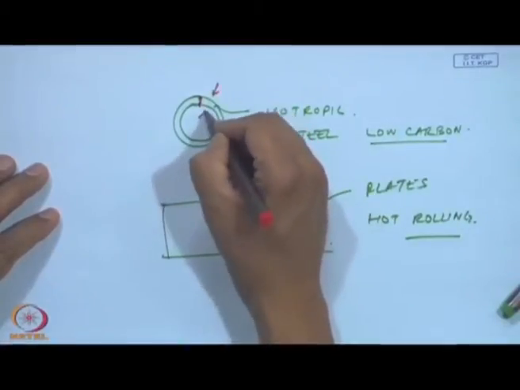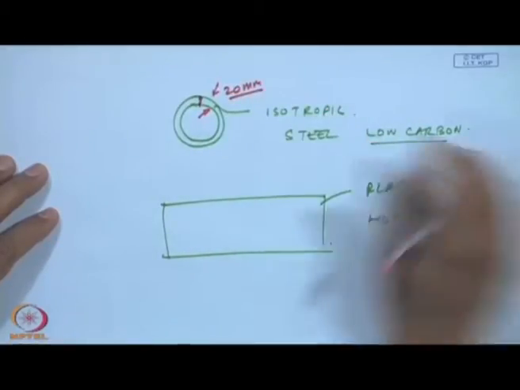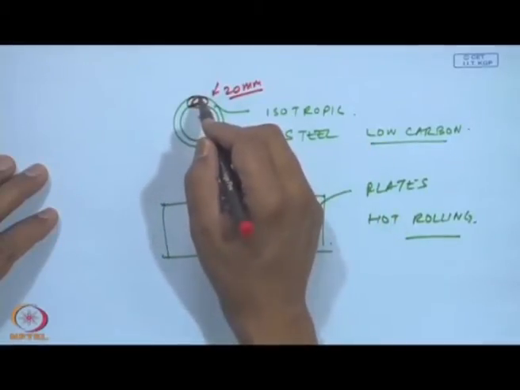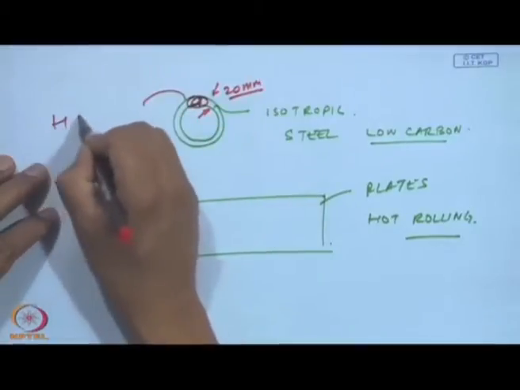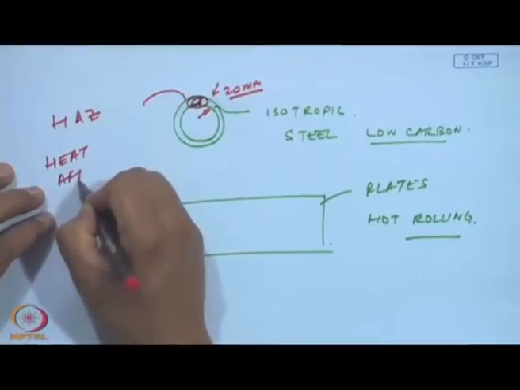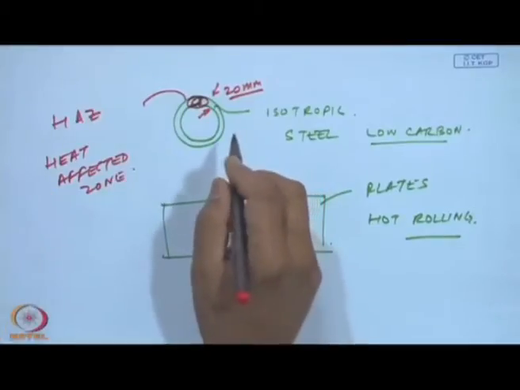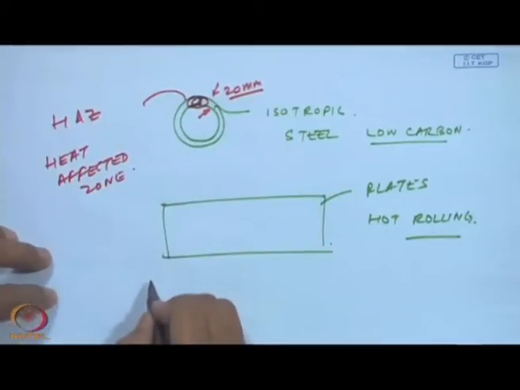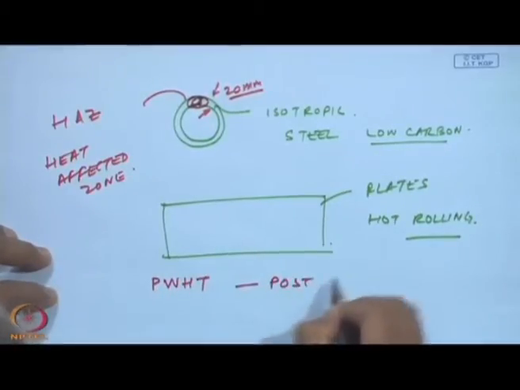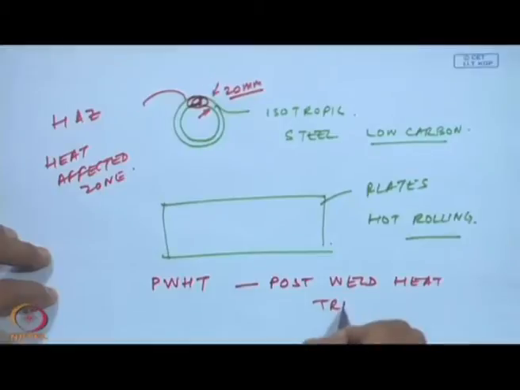And imagine welding a 20 mm plate. There will be a lot of heat concentration at one zone around the weld, and that is known as the HAZ, heat affected zone. So, usually after welding, you have to do a good amount of post weld heat treatment.